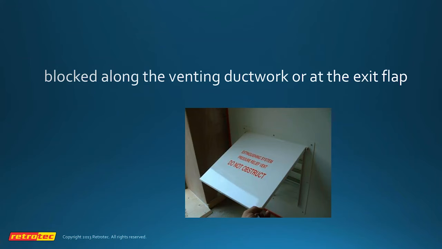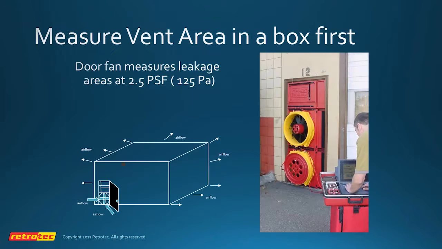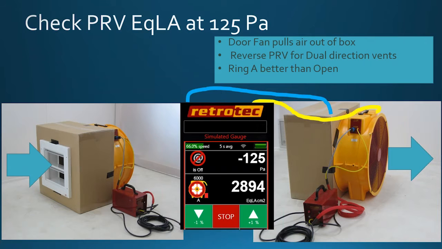There was a question I want to confirm: when you're actually testing your vent in the box that you had on a previous slide, in order to test it in both ways, positive and negative, do you only turn the vent around? I just want to clarify. Okay.